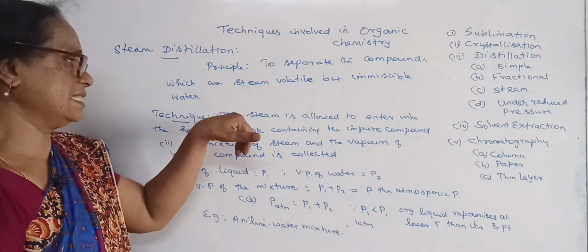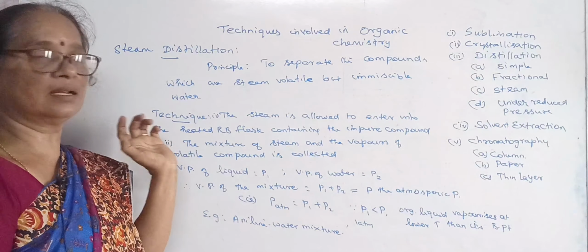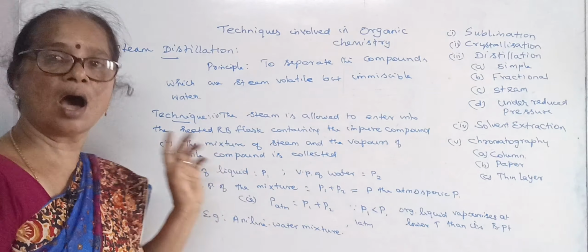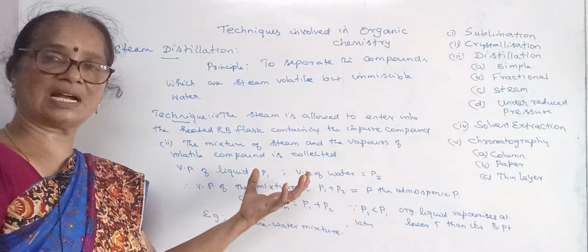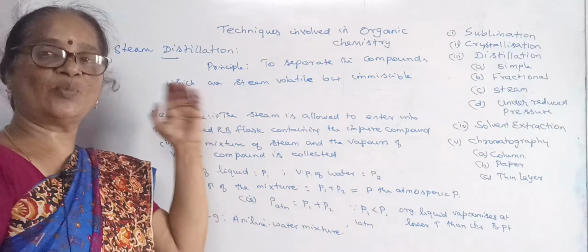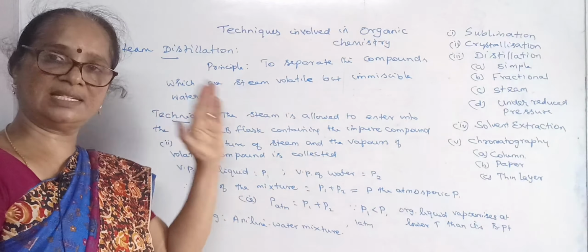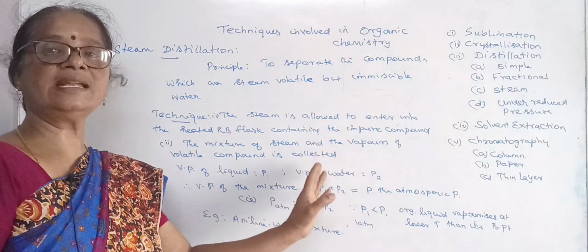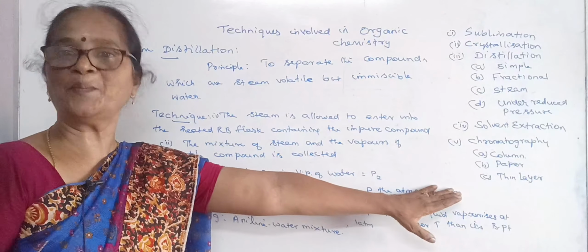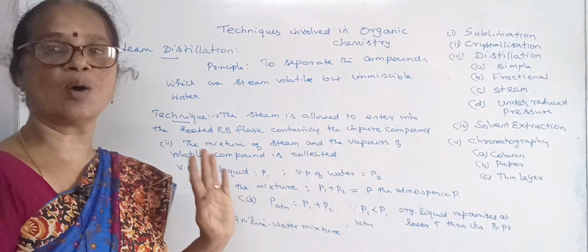See that the steam from the steam generator is allowed to enter into the RB flask. That RB flask is already heated up and contains the impure liquid. When the steam enters into it, the steam mixes with the vapors of the organic compound and gets condensed into a water and organic compound mixture.